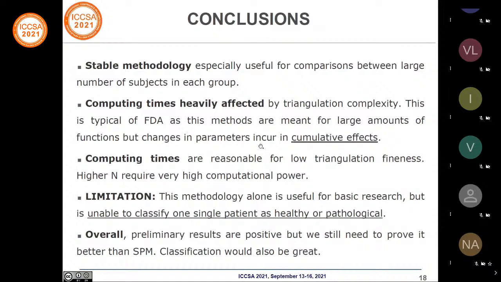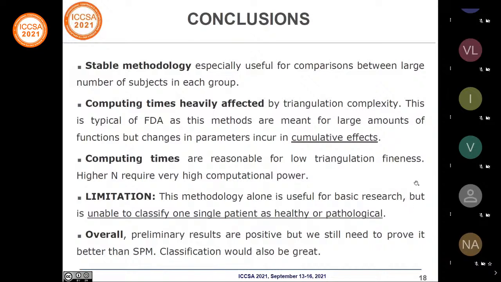We're talking about maybe hundreds of them because functional data analysis is prepared for using a big number of participants, but it is affected by cumulative effects when we change the triangulation complexity. That would be the parameter that we have to pay attention to. But still, a triangulation fineness of n equal 15 would be reasonable with computational times that should be sensible for any computer. But now limitations and further research.